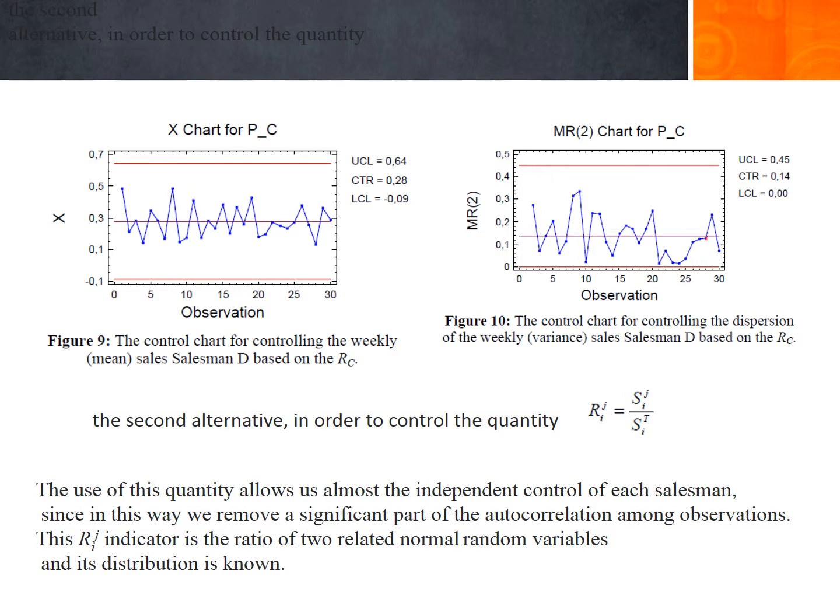The Rij indicator is a ratio of two related normal random variables and its distribution is known. Using the above defined ratio, by observing figures 9 and 10, we may see that the previously extracted conclusion that the sales process of salesman D is out of control is false.